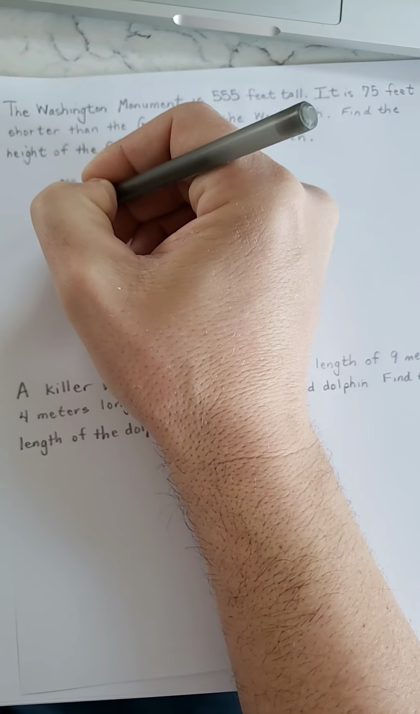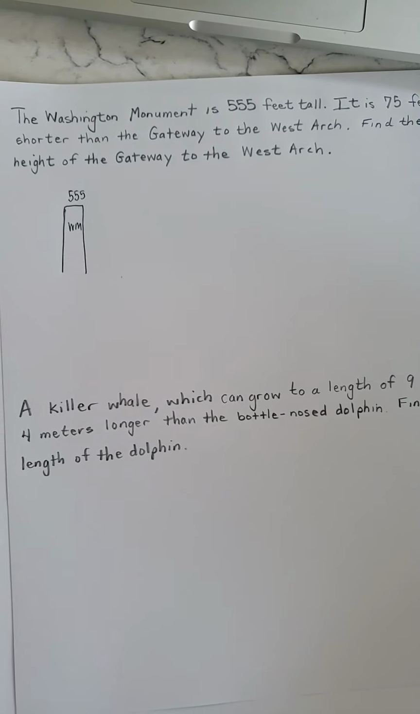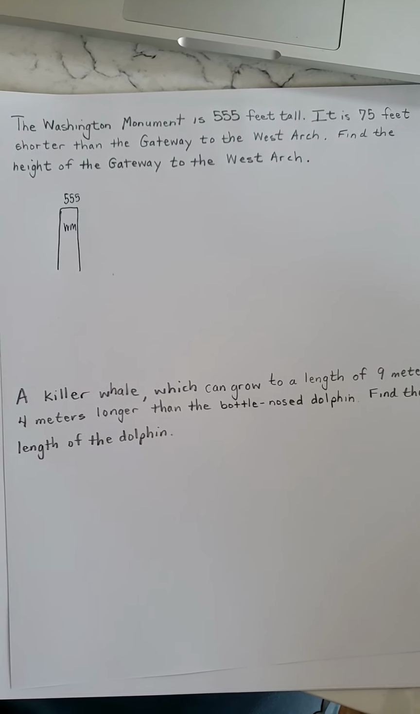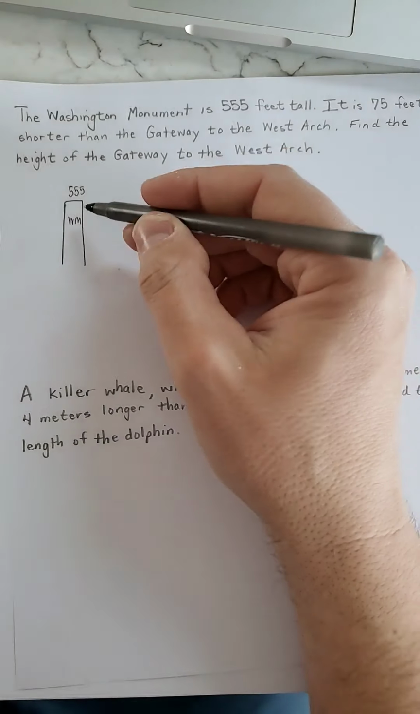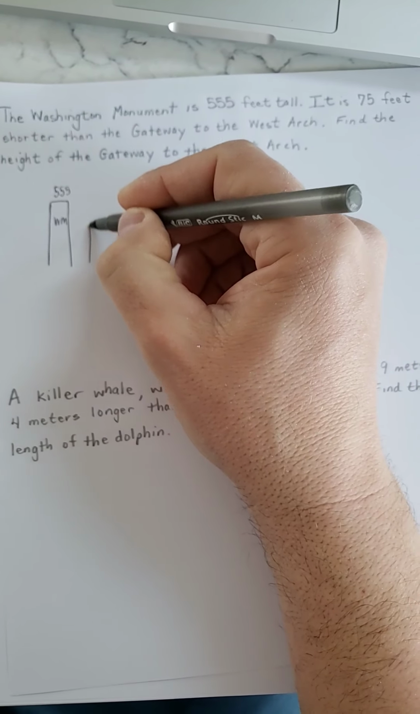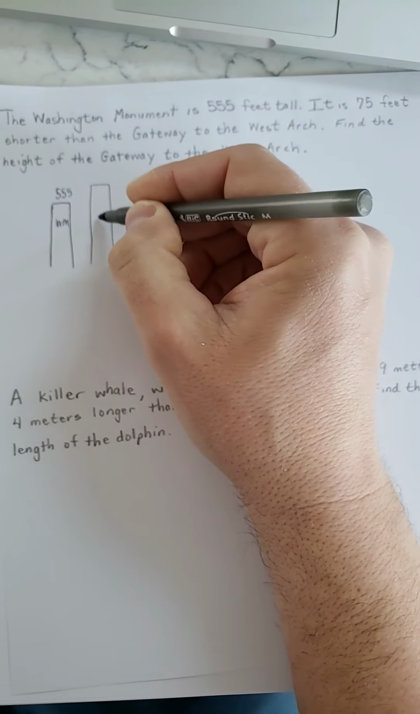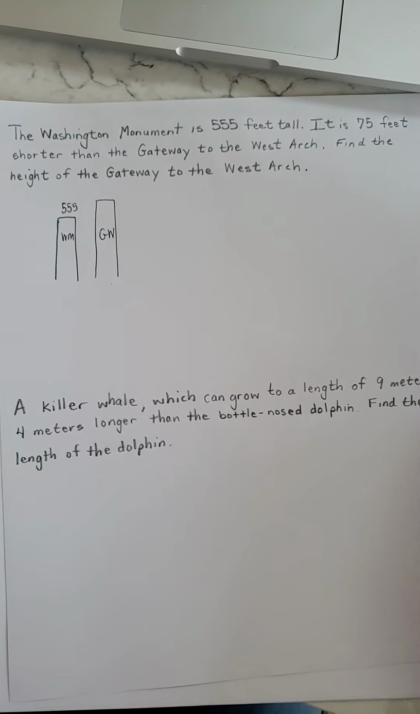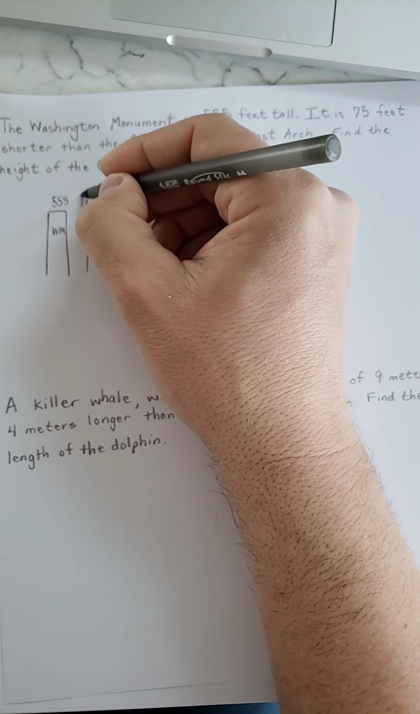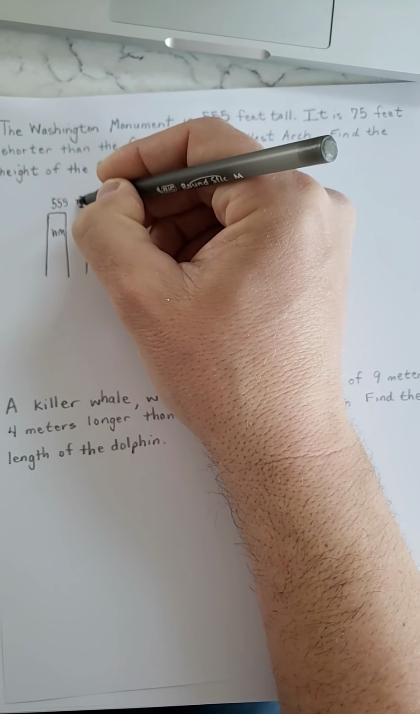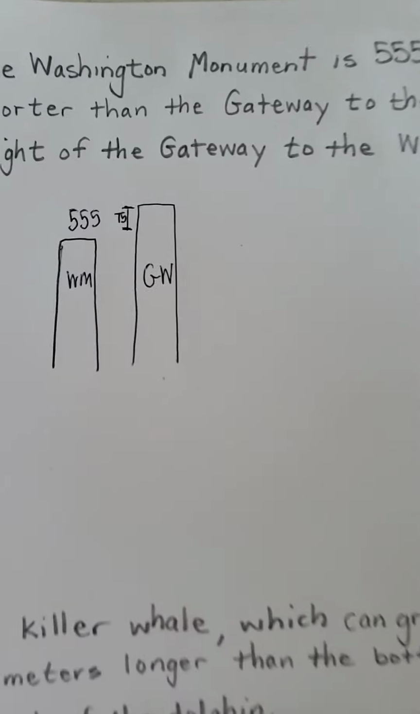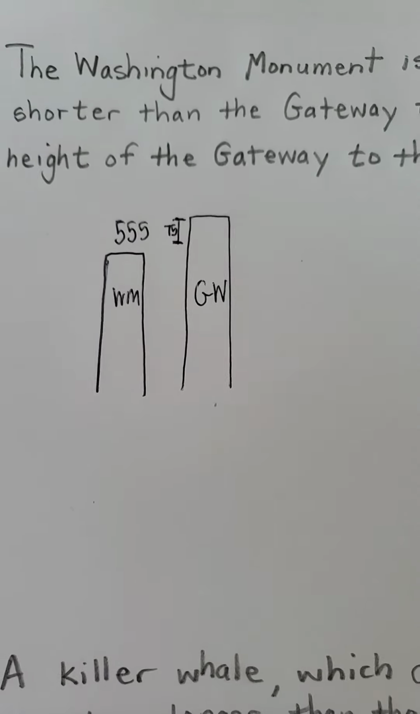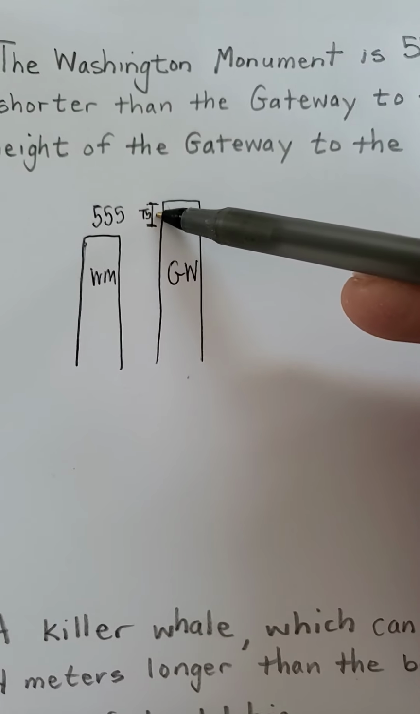This is the Washington Monument. It's about 555 feet tall. It is 75 feet shorter than the gateway. So this is shorter, so I'm assuming the gateway is going to be taller. I'll do GW for the gateway, and this is taller by 75 feet. So there's a difference here of 75 feet. I'm going to zoom in a little bit. We know that this is taller than 555, and it's 75 feet taller than 555.